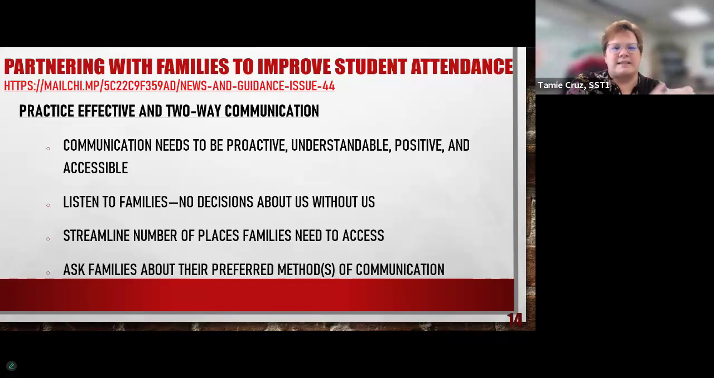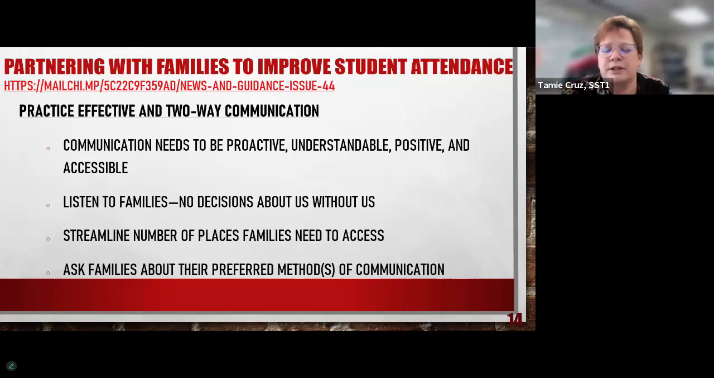So can we at least get the same building on the same communication method? If we're using an app or a website or Remind or something like that, can we streamline this a little bit to make it easier for families who have kids in multiple grades and potentially in multiple schools? So, something to think about.